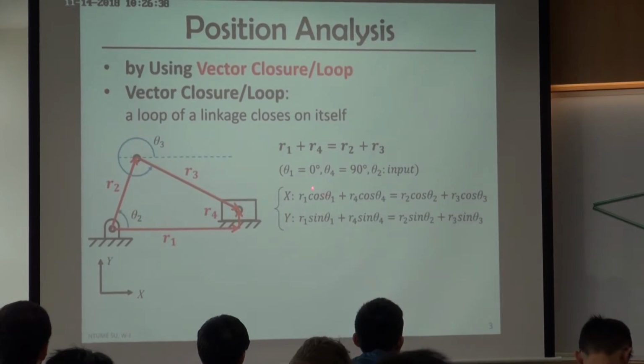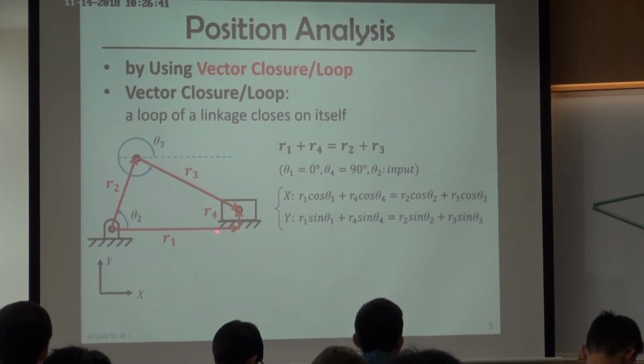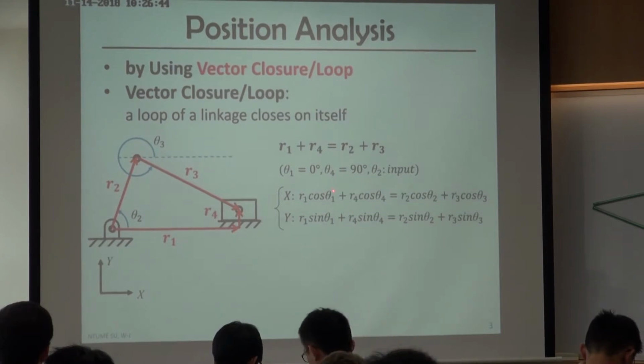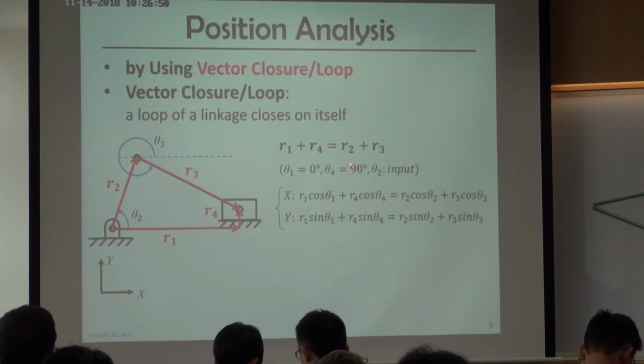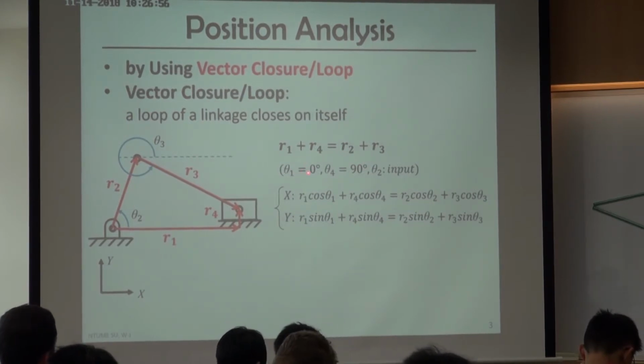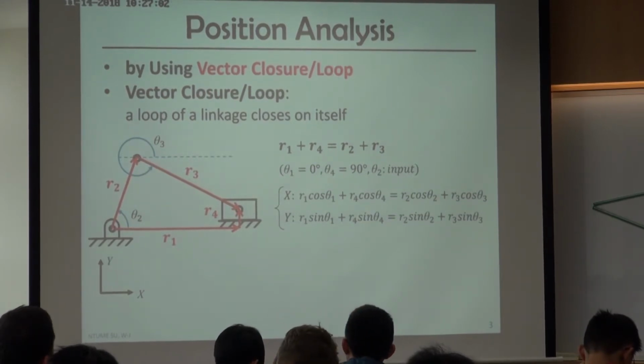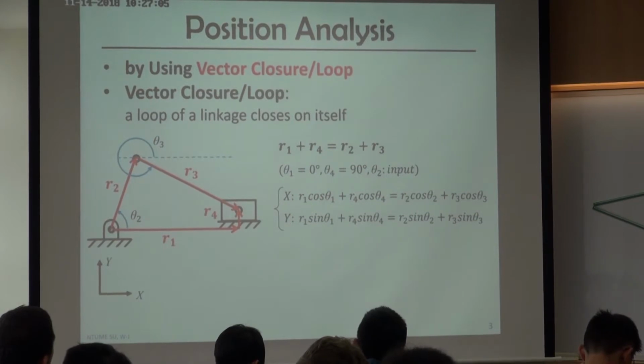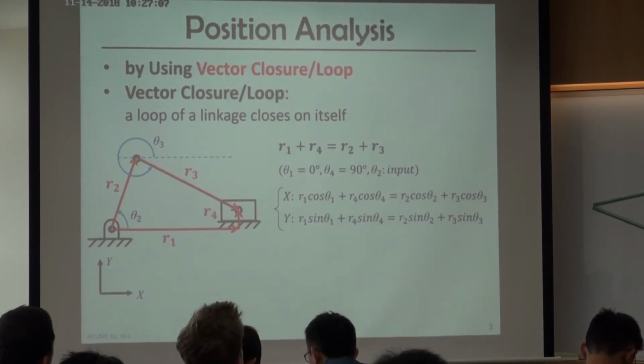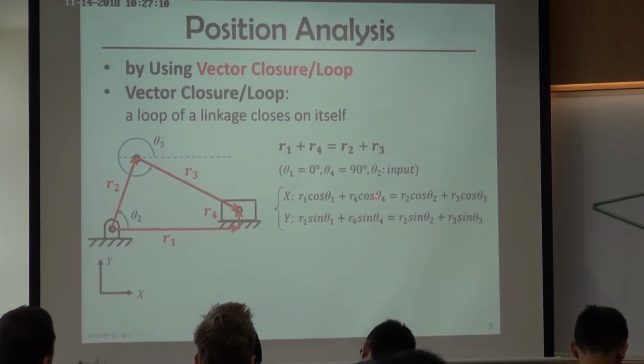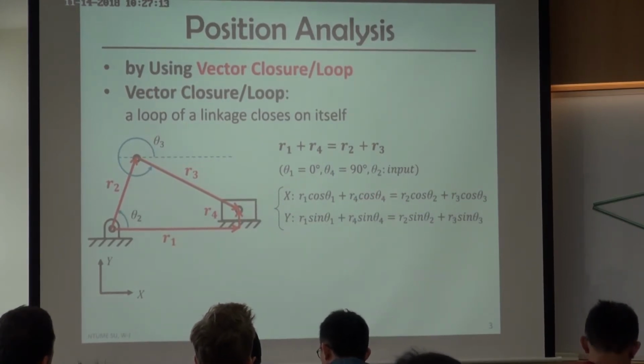Right now, theta 1 is the angle of R1 and it's always horizontal, so theta 1 is 0. And theta 4 is the angle of R4. R4 is vertical, so it's always 90 degrees. I apply those theta 1 and theta 4 values into the equation. The cosine of theta 1 is 1, so it just becomes R1 times 1, and cosine theta 4 is 0, so that term disappears. So it becomes R1 equals R2 cosine theta 2 plus R3 cosine theta 3.